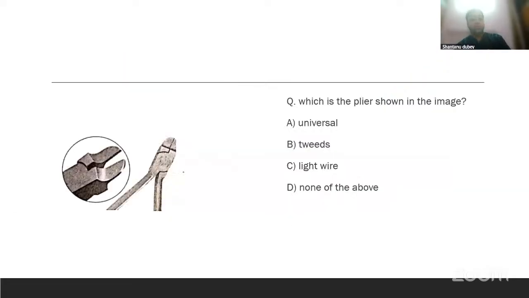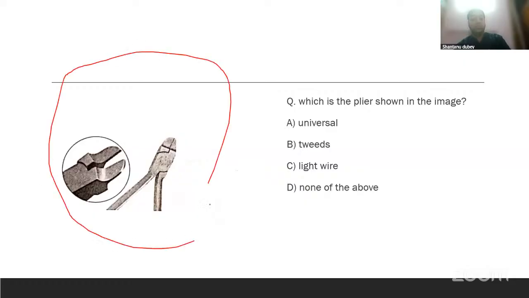Okay, a lot of image-based questions in fixed orthodontics. Here, look at this. Which plier is shown in the image? Is it universal? Is it tweed? Is it light wire? None of the above. Whenever you do not know the plier, at least eliminate the pliers that you know of. Is it universal? Definitely not. We are left with two, light wire or tweeds.